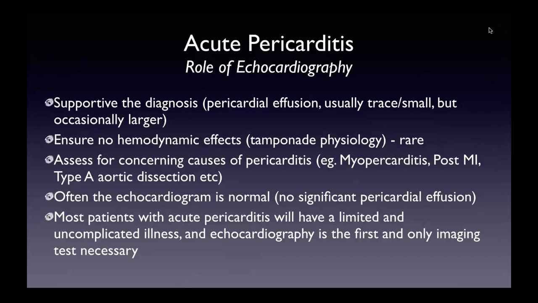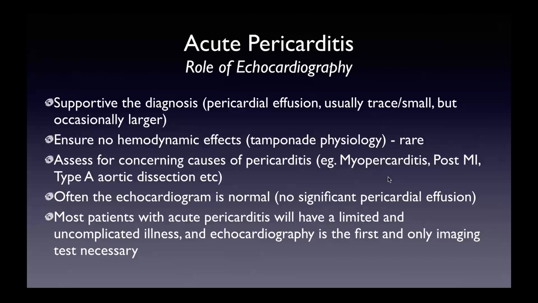Also, post-myocardial infarction. Somebody could have a missed MI, present with Dressler syndrome and pericarditis associated with recent MI. And then type A aortic dissection is probably relatively rare, but of course a high-risk setting where you can present with pericarditis because of a dissection that dissects down to involve the pericardium and the aortic root. Oftentimes, as I mentioned, the echo is completely normal, with no significant pericardial effusion.